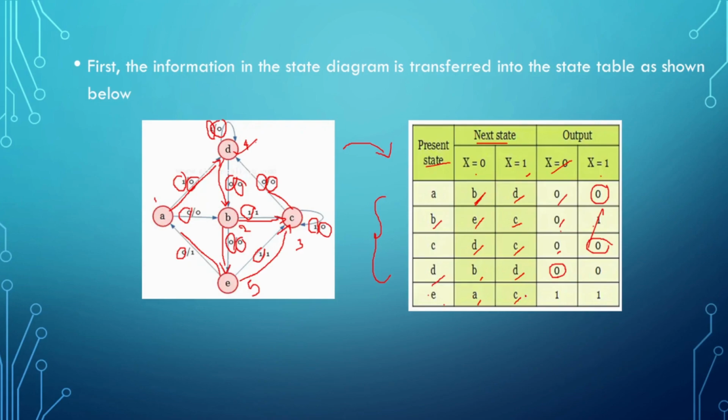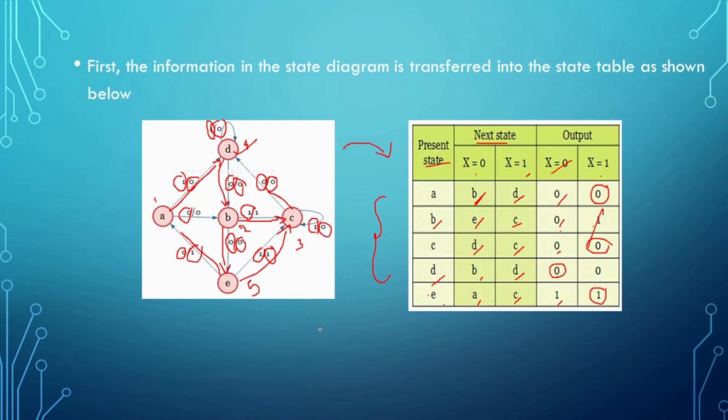Afterwards, you need to write down the output for that input. For E, when input is given as 0, the output will be 1. So write 1. Afterwards, when input is given as 1, what will be the output? 1. Again 1. So here you will write 1.